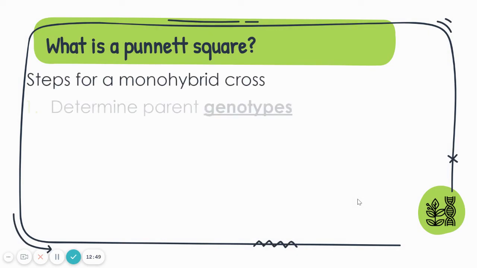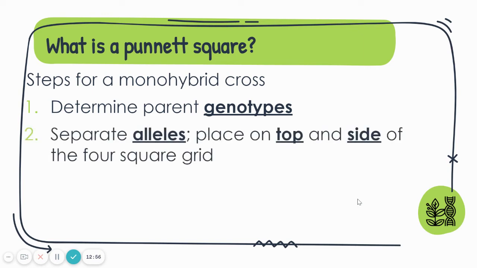So here's how you do a monohybrid cross. First thing you have to do is determine the parent genotypes. Remember, those are the letters. Then you're going to separate the alleles. So one parent will be at the top and one parent will be at the side. You're going to separate those alleles so each one has its own row or column.